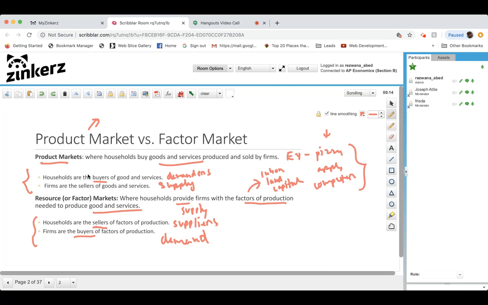Okay, so just to make sure that you understand that the demand side and the supply side are now different from product market. Okay, any question? No. Okay, great.